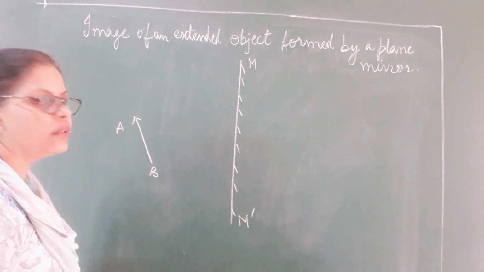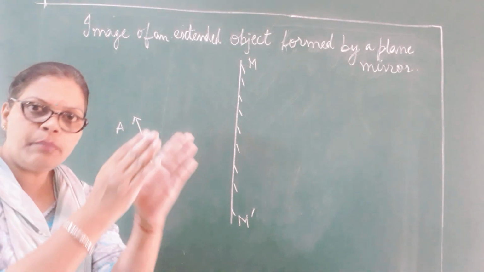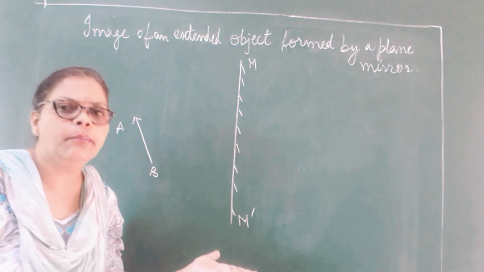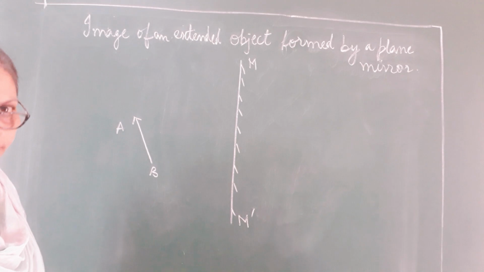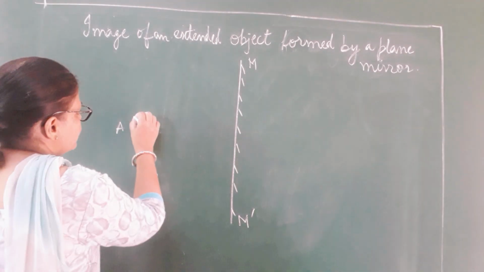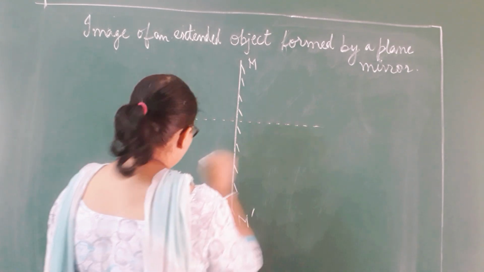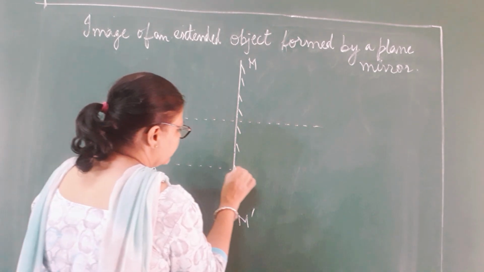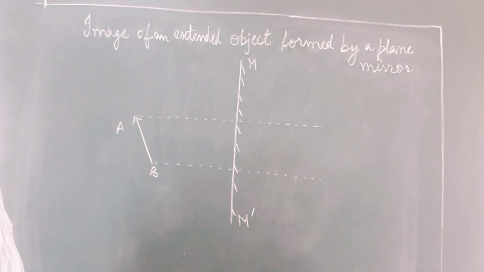This is my extended object. What is the meaning of the term extended? Extended means that it is not a point, but it is any shaped object which is extended. So this is my extended object, right, children? Now how to go about it? First of all, I take 2 dotted lines from this particular object. I draw 2 dotted lines. Can you see I have drawn these 2 dotted lines?